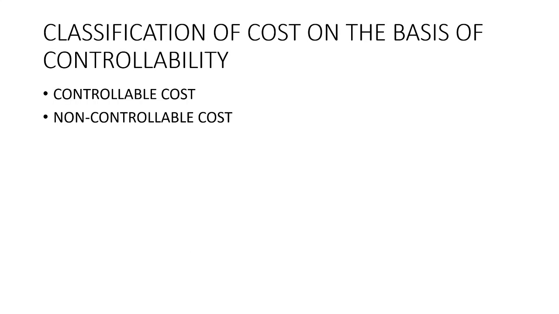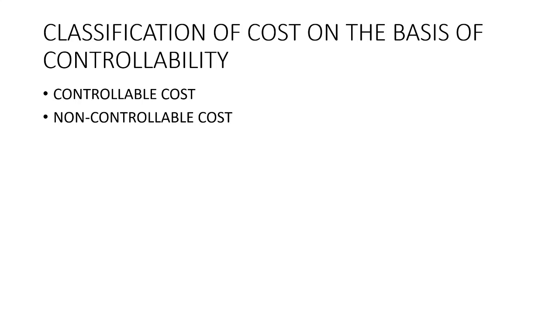Now, the next way of classifying the cost is on the basis of controllability. We can classify the cost as controllable cost and non-controllable cost. Now we'll see what this controllable cost means. These are the costs which can be regulated or influenced by the management. That is the cost which can be controlled by the manager. For example, material cost. Material cost can be controlled by the management by reducing the wastage. That is known as the controllable cost.